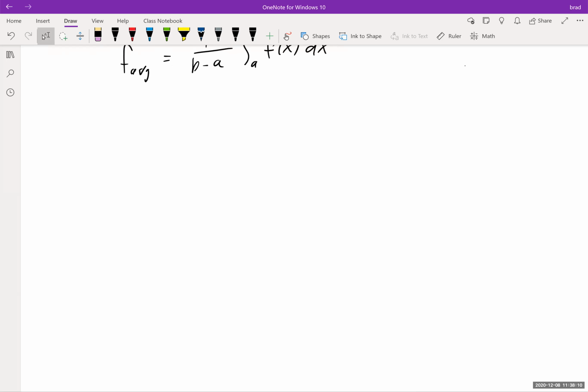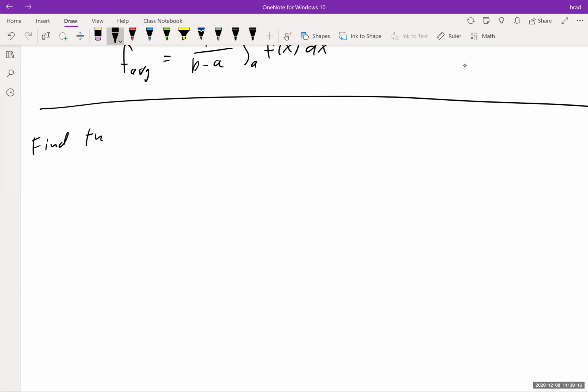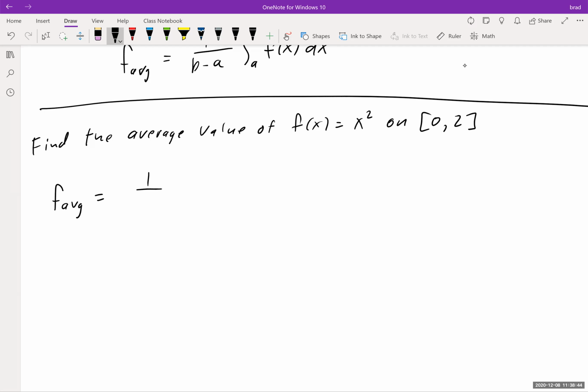So if I asked you to find the average value of f of x equals x squared on the interval 0 to 2, what we would do is say f average is equal to 1 over 2 minus 0, because b minus a, times the integral from 0 to 2 of x squared dx. And that's it. That would be our average value.